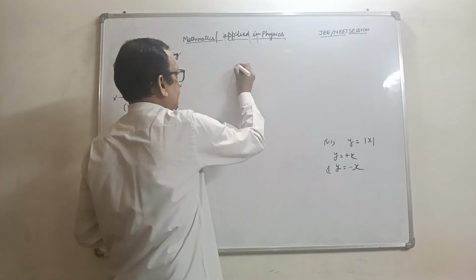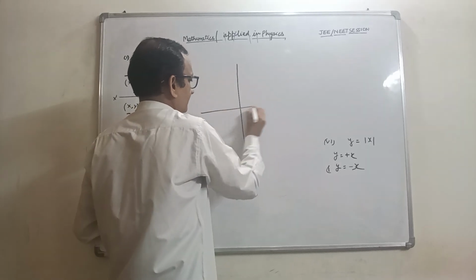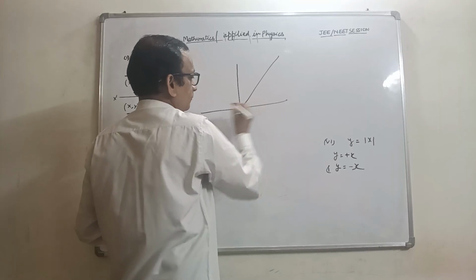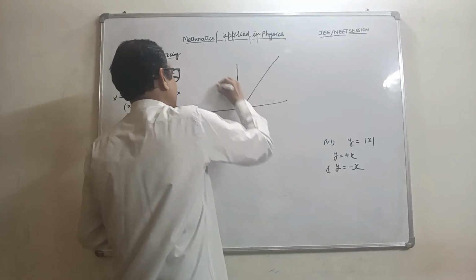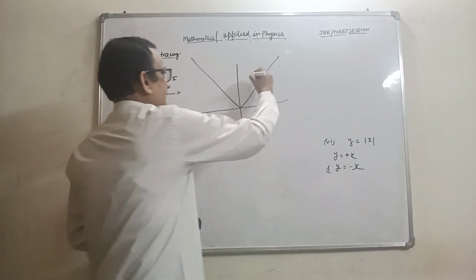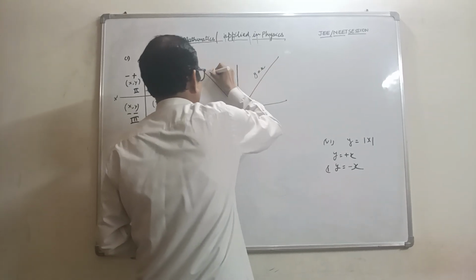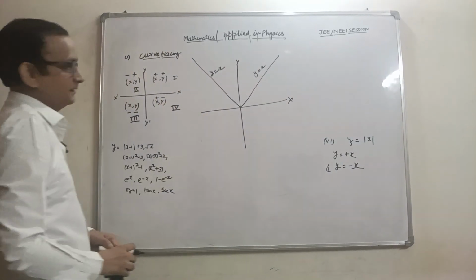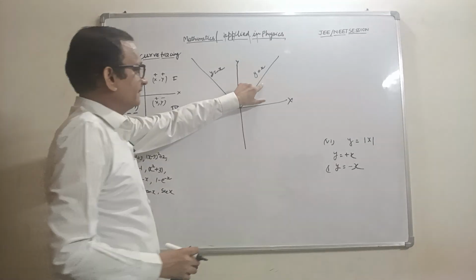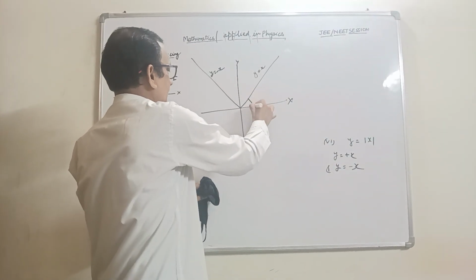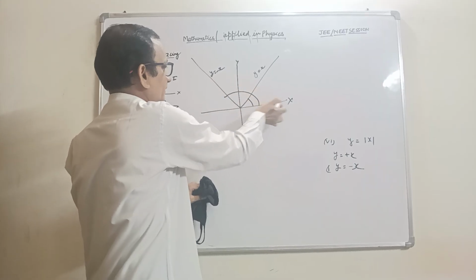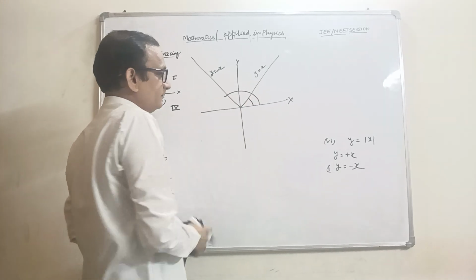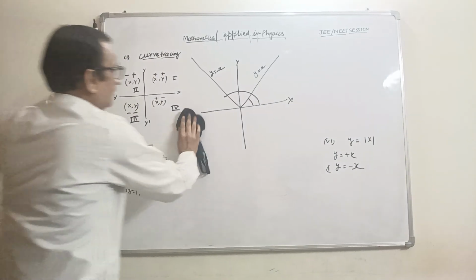We have to draw y is equal to plus x and y is equal to minus x. So this is the line y is equal to x and this is y is equal to minus x. This is the y axis, this is the x axis. The line y is equal to x makes an acute angle and the other makes an obtuse angle with the x axis. This is positive, this is negative. Simple.